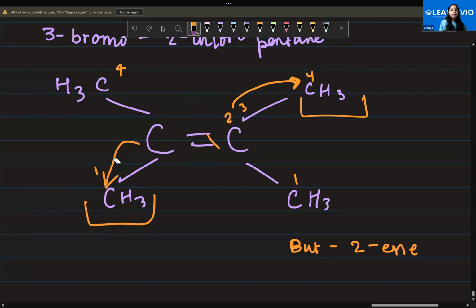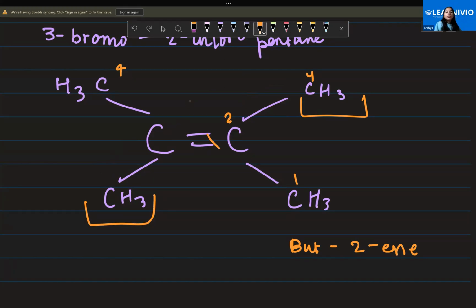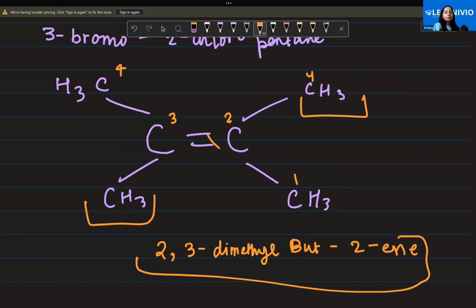Okay. So we have two methyls, one at the third position and one at the second position. So I'll write it in increasing numbers. So 2 comma 3. I have two methyls. So should I write dimethyl, trimethyl, or just methyl? Dimethyl. Yeah. 2,3-dimethylbutene is the name for this compound. Okay.